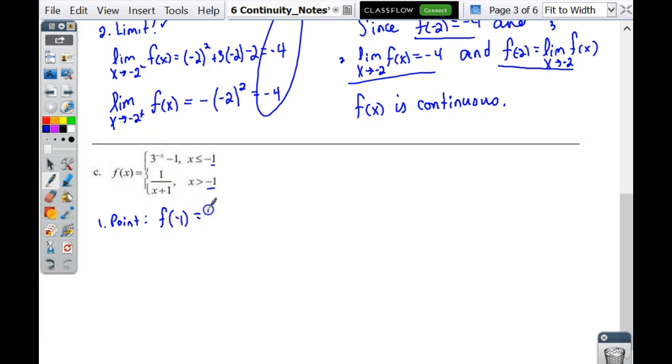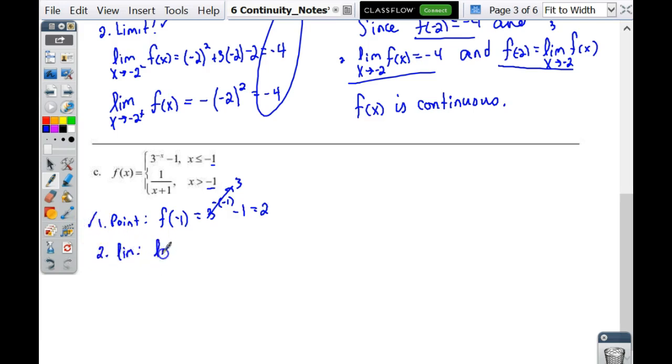f of negative 1 is 3 to the negative 1 minus 1. That's cute. So double negative, that becomes a 1. 3 to the 1 is 3. 3 minus 1 is 2. Cool. So now I check the limit.